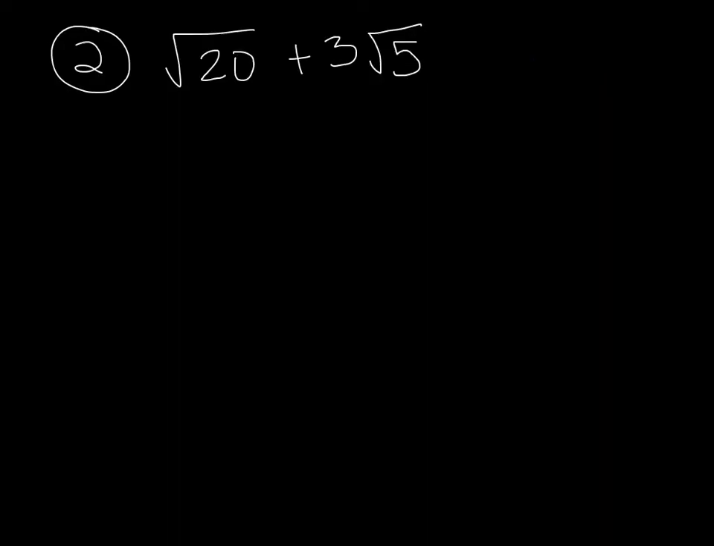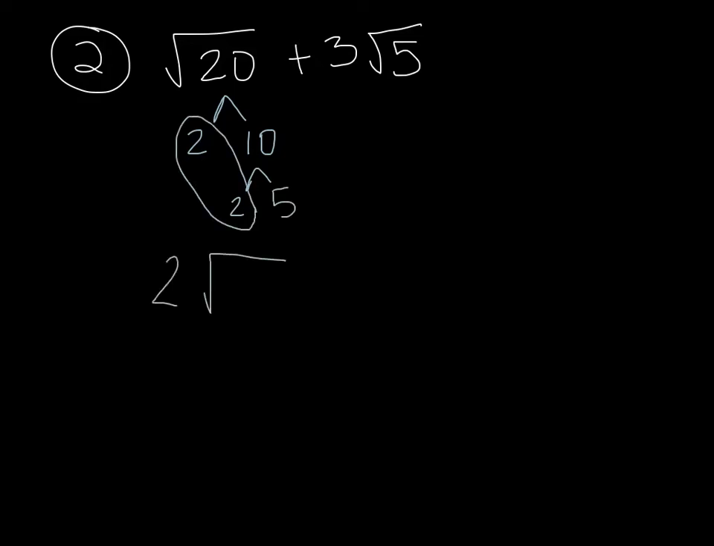Alright? Number 2, the square root of 20 plus 3 square root of 5. Well, right now they're not the same radical. One's the 20, one's the 5. But we know how to simplify radicals because we did that yesterday, right? So the square root of 20, remember we can make a factor tree, so 2 times 10 makes 20. To get to 10, 2 times 5. You have a pair of 2's. So you have 2, and then back inside the radical would be the 5. So 2 square root of 5.